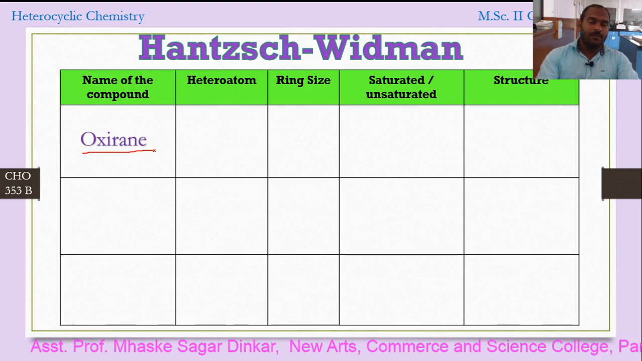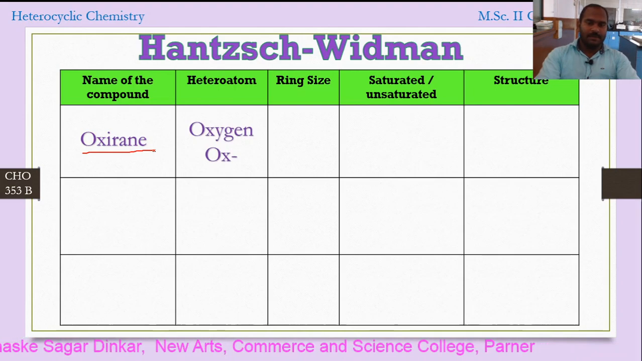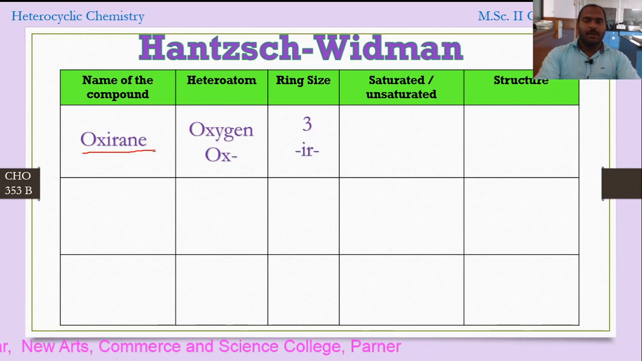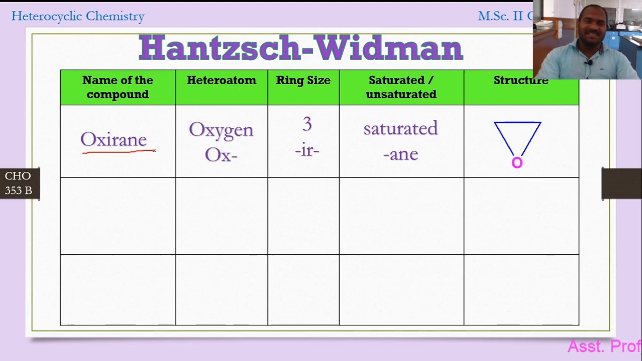So what should be the heteroatom? Oxygen is the heteroatom, so OX. Next IR suggests that it is a three-member ring, and the last, ANE, suggests that it is saturated, right? So a three-member ring which contains oxygen and is saturated, so the structure is this. It is simple to write the structure from the name. Now let's take another example, thyrane.